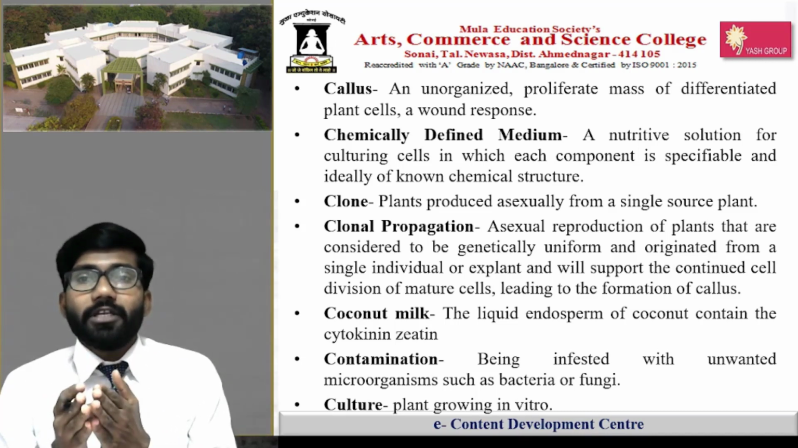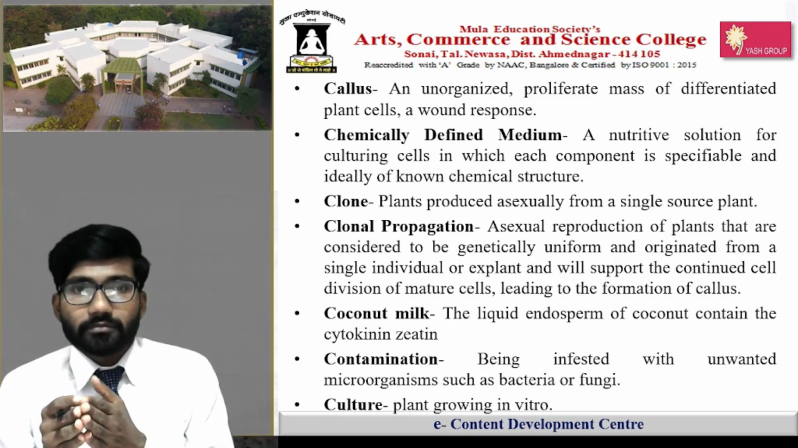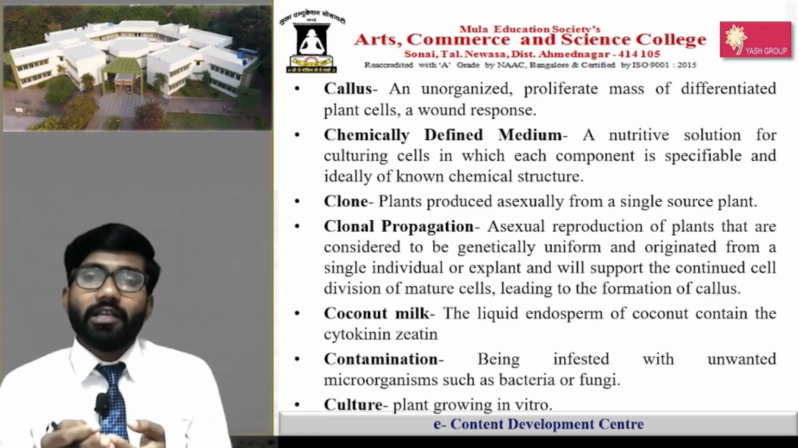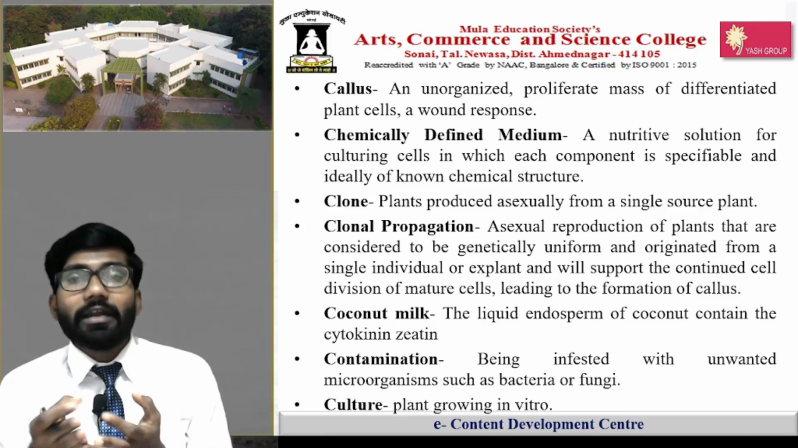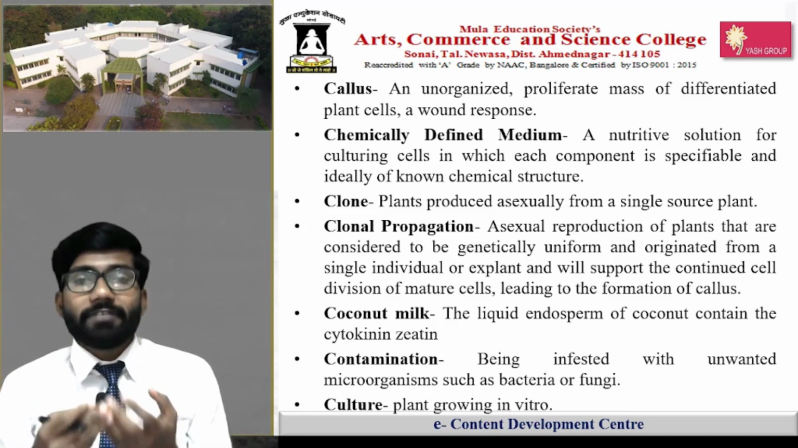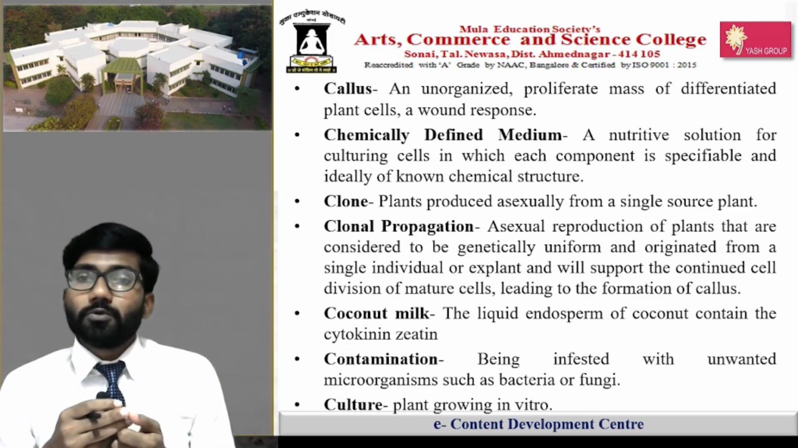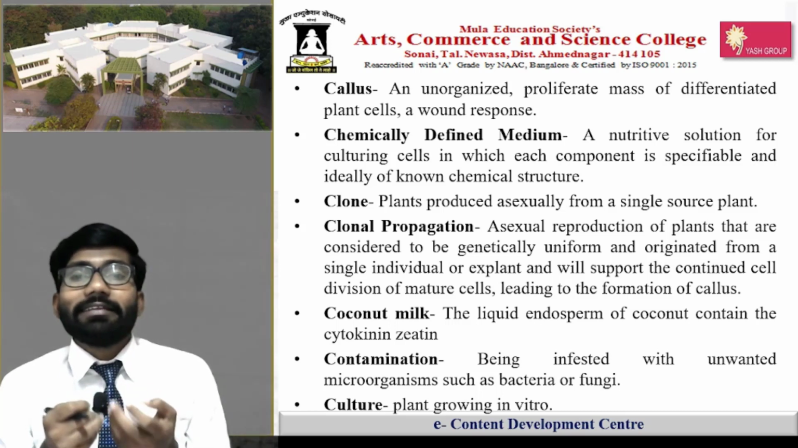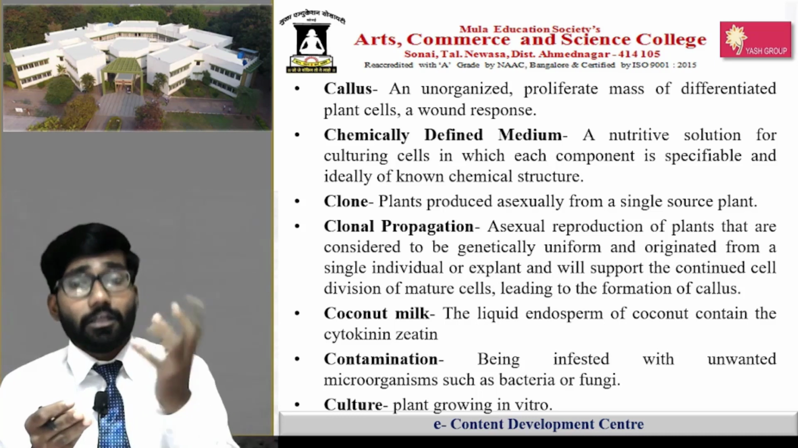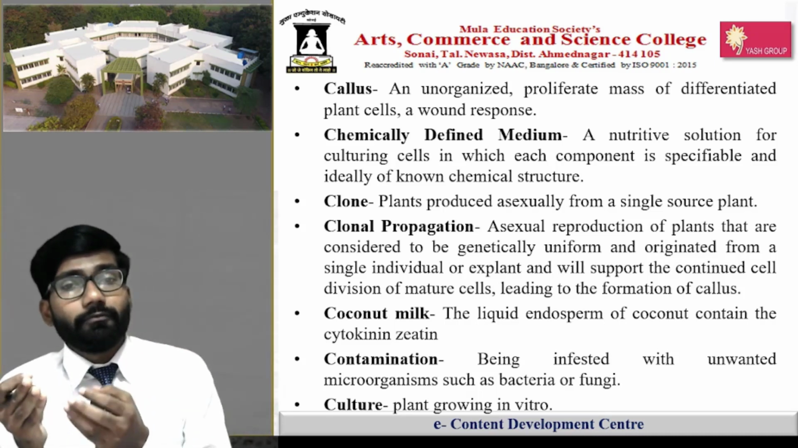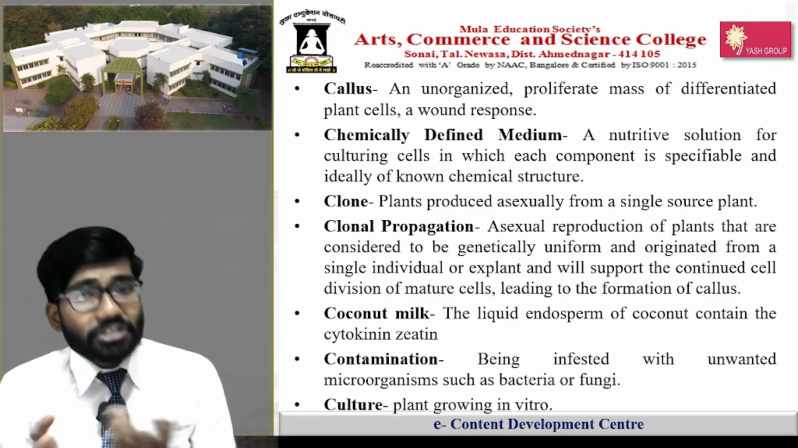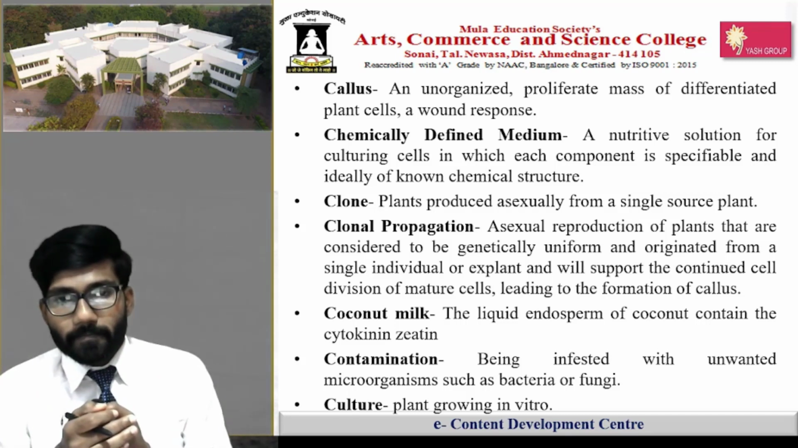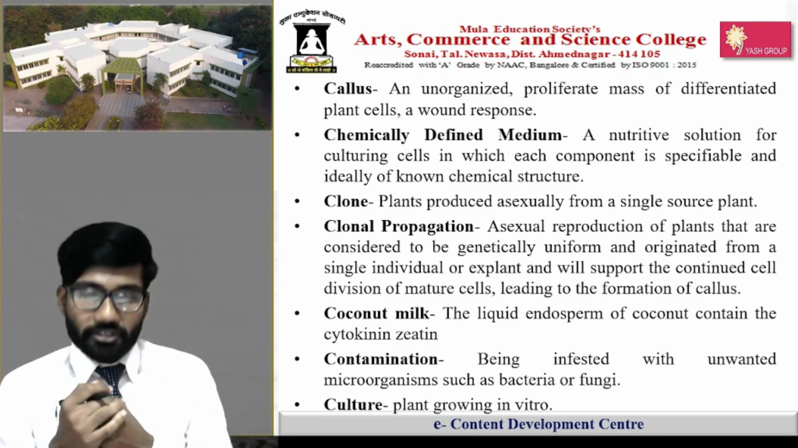Clone. Plants produced asexually from a single source plant. Clonal propagation. Asexual reproduction of clones that are considered to be genetically uniform and originated from a single individual or explant, and will support the continued cell division of mature cells, leading to the formation of callus. Coconut milk. The liquid endosperm of coconut contains the cytokinin zeatin. Generally, it is the liquid endosperm present within the coconut. Then contamination. Contamination means being infested with unwanted microorganisms such as bacteria or fungi. Culture. Culture means plants growing in in vitro condition. In vitro means lab condition.